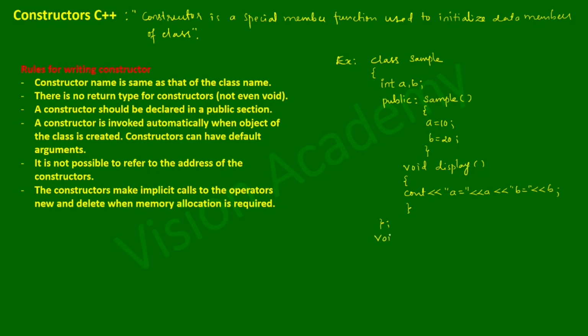Now we have to create the object of this class in the main function. We're going to write void main, curly open brace. Here I'm going to write sample, that is the name of the class, and s is the object. So here sample is acting as a data type and s is acting as a variable, because whenever we define a class, it is a user defined data type. So as soon as the object of the class is created, this constructor will automatically get invoked.